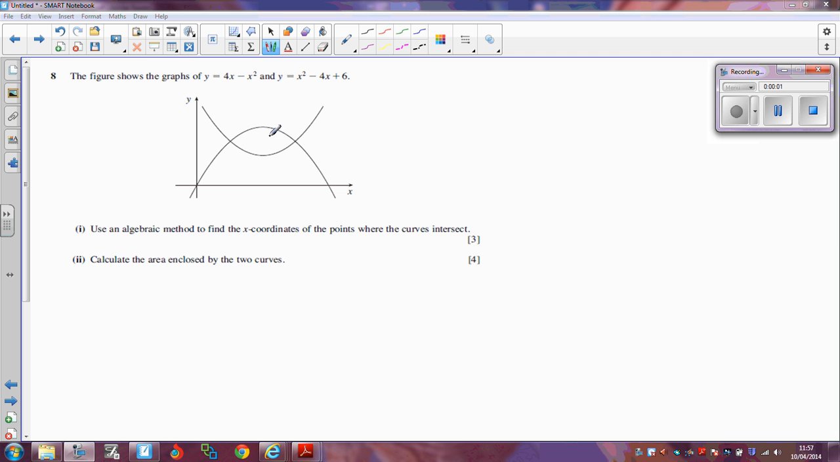First of all, we have two curves, one of which is y equals 4x minus x squared, and one of which is y equals x squared minus 4x plus 6. And it's useful to know which one's which.